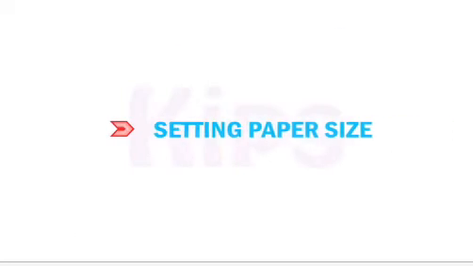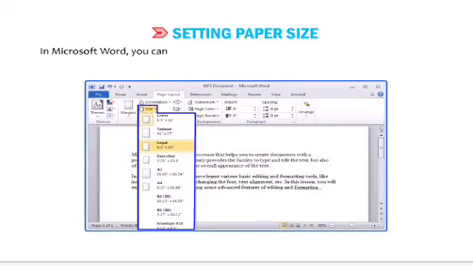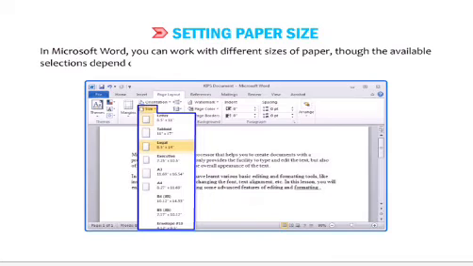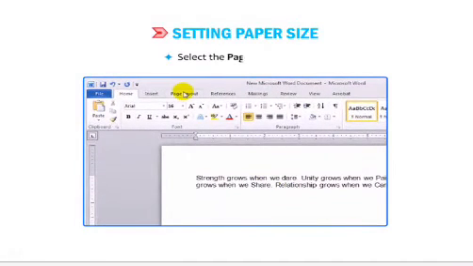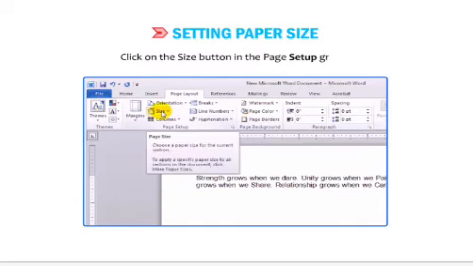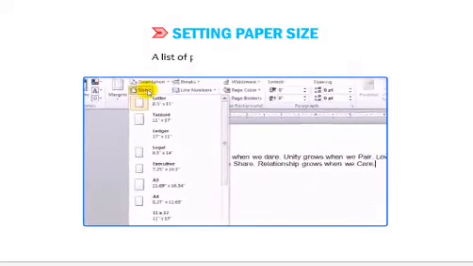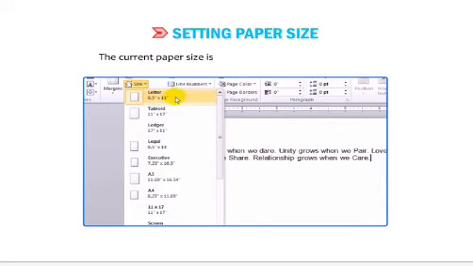Let us find out how to set paper size. In Microsoft Word, you can work with different sizes of paper, though the available selections depend on the type of printer you use. To set a paper size, select the Page Layout tab. Click on the Size button in the Page Setup group. A list of paper size options appears. The current paper size is highlighted in the drop-down list.